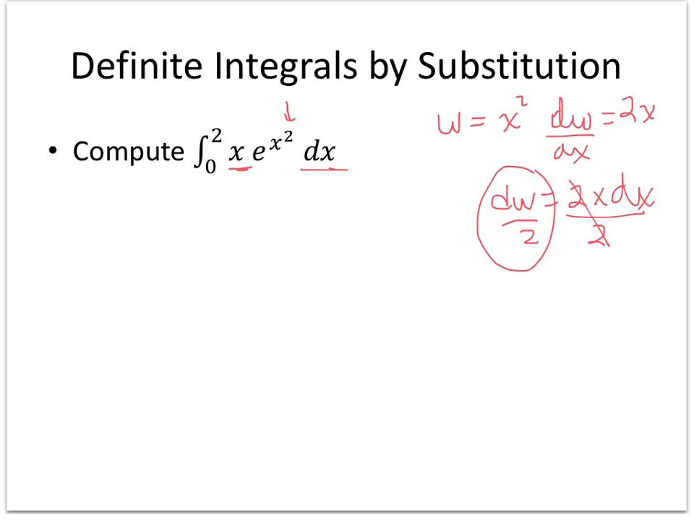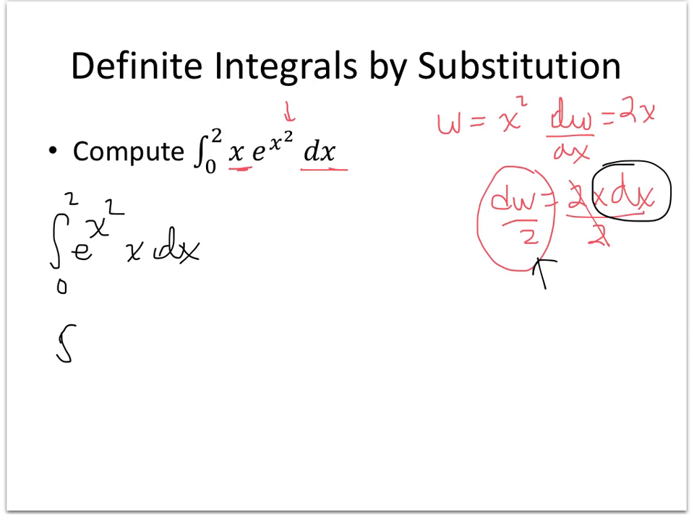So if I rewrite this in the order so I can see it, times x times dx, notice that my x dx, I'm going to substitute this dw over 2. So I'm going to have from 0 to 2, e, now x squared is my w, times dw over 2, which is the same thing. I can bring that dw over 2, that's just 1/2, out front.